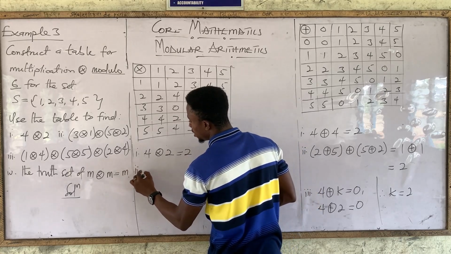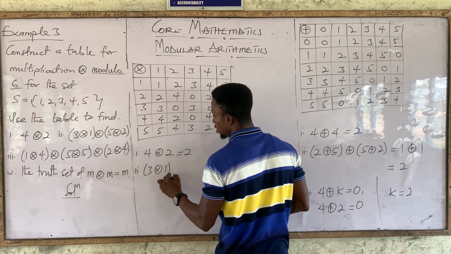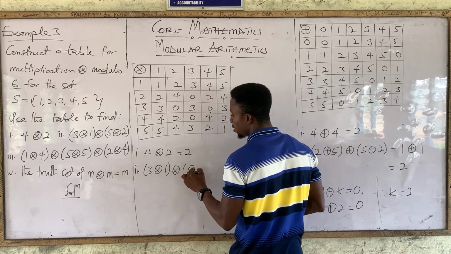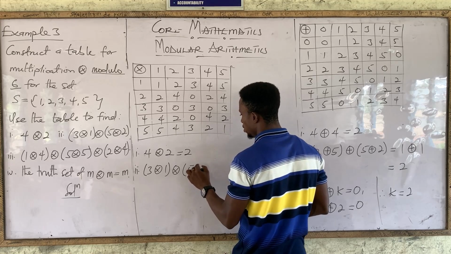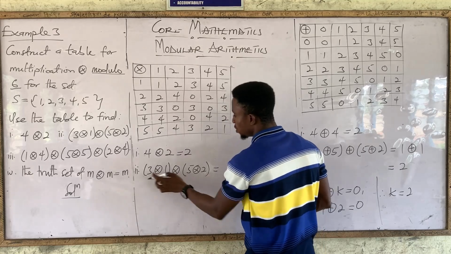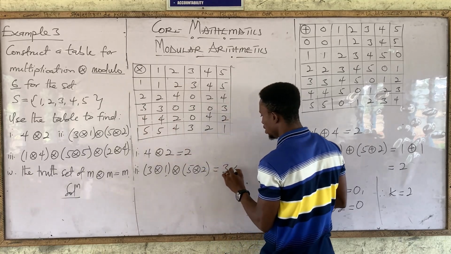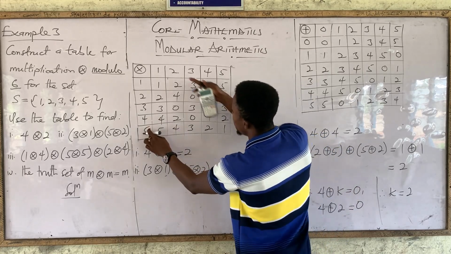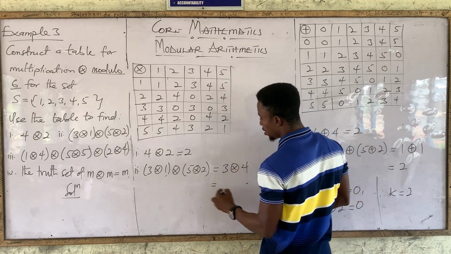Then I have 3 by 1, then by 5 by 2. And that one too, are we getting that? So brackets first. So 3 by 1 is what? 3. Then 5 by 2, that is what? 4.